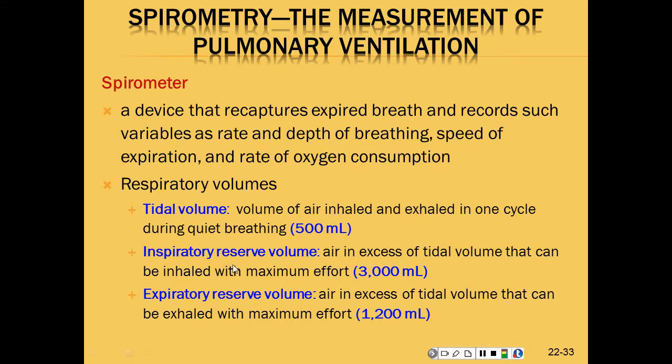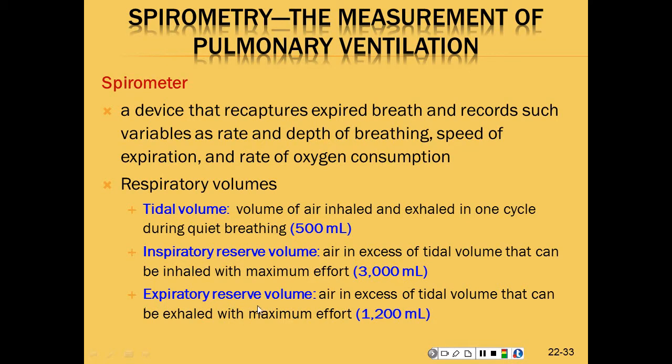Now your inspiratory reserve volume, this is your IRV. You'll see these abbreviations a little bit later. This is air in excess of tidal volume that can be inhaled with maximum effort. So that's the doctor telling you to take a deep breath in. If you take a deep breath in and you're at 3,000 milliliters, you're somewhat normal. The value is normal.